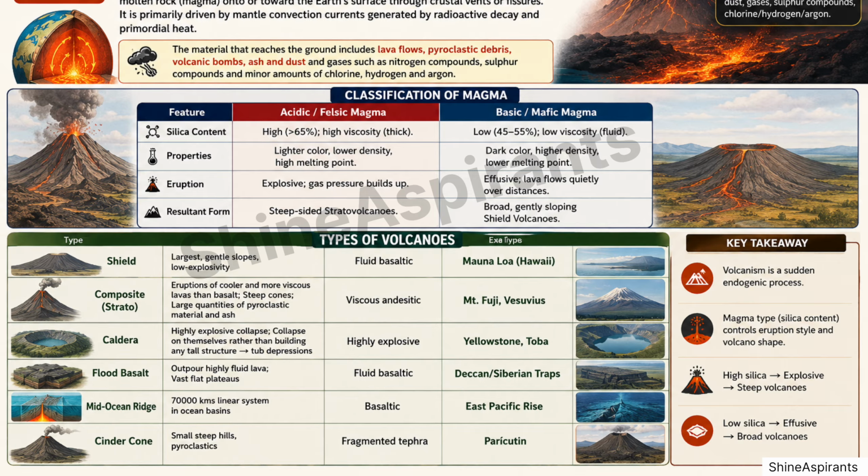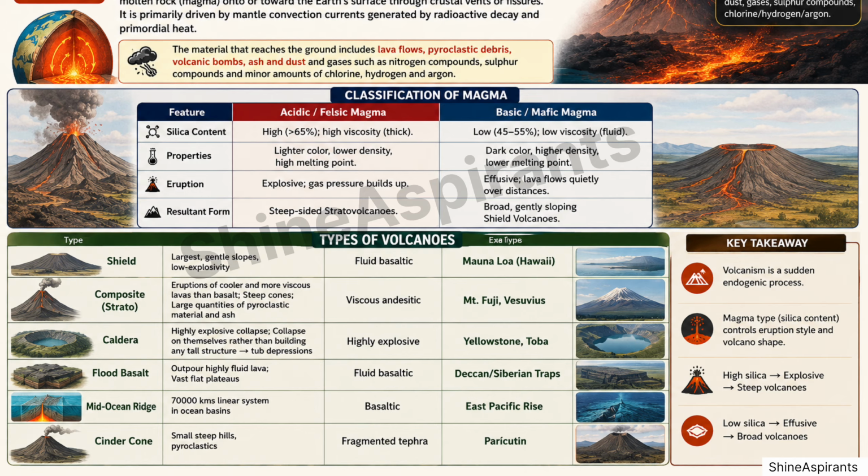We also have mid-ocean ridge volcanoes. These occur along the world's longest mountain chain, stretching for nearly 70,000 kilometers across the ocean floor. Basaltic magma continuously rises here as tectonic plates move apart. The East Pacific Rise is a well-known example. Finally, there are cinder cone volcanoes. These are relatively small, steep-sided volcanoes formed mainly from volcanic fragments and ash known as tephra.